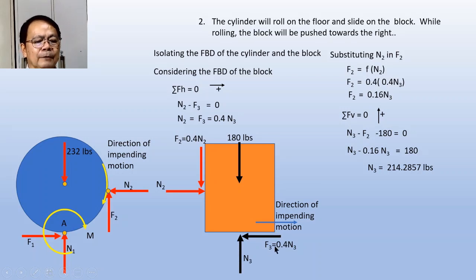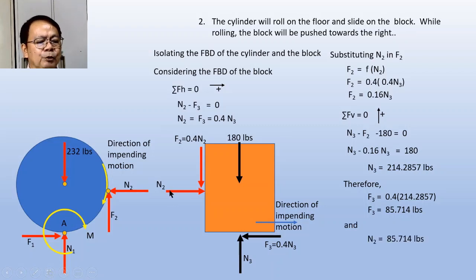That is our n sub 3, right? Therefore, our f sub 3 will be equal to 0.4 multiplied by n sub 3. That is 0.4 multiplied by 214.2857. And therefore, our f sub 3 will be 85.714. This means 85.714 is the force that will be developed here. Now, what will be our n sub 2 therefore? Our n sub 2 will be equal to f sub 3, and therefore, this will also be equal to 85.714.